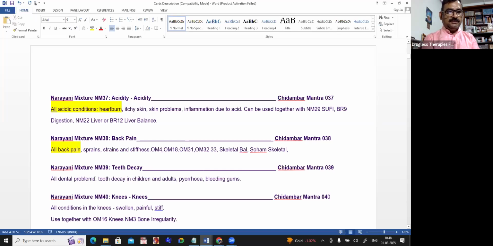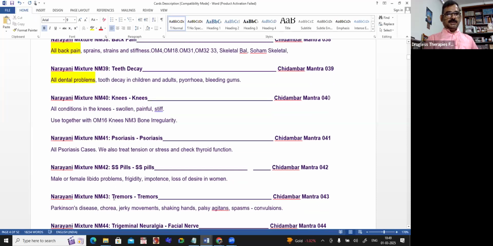Okay, teeth decay, for all dental problems. They are generally problems in the teeth. There is another mixture that's called mouth and gums. In such cases, if there are gum problems or mouth ulcers, that can be given along with the teeth decay. And NM40 knees, all conditions of the knees. If anyone says knees, you can think about it. And very nicely, very well explained that OM16 knees, bone, eye also can be used along with this.